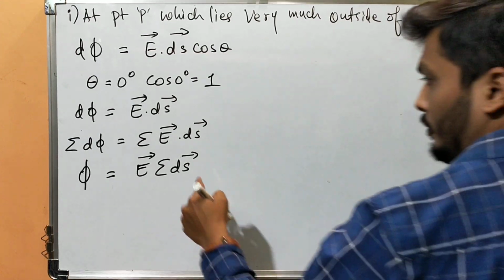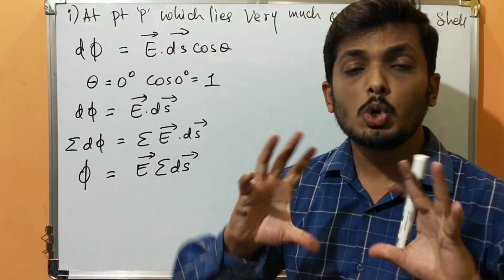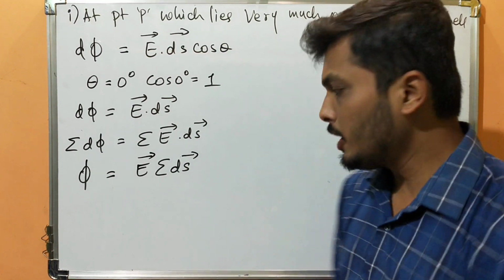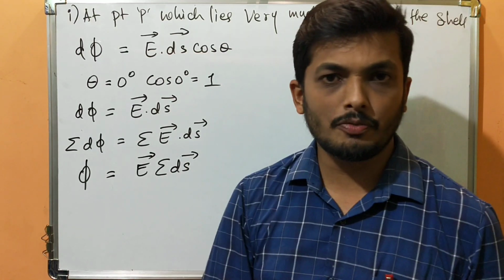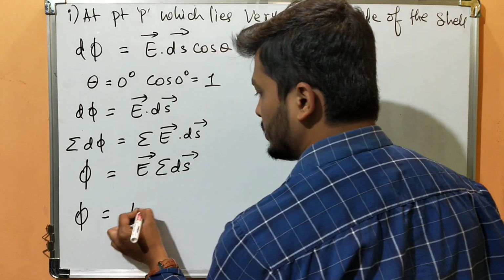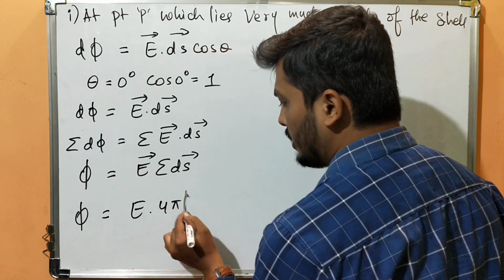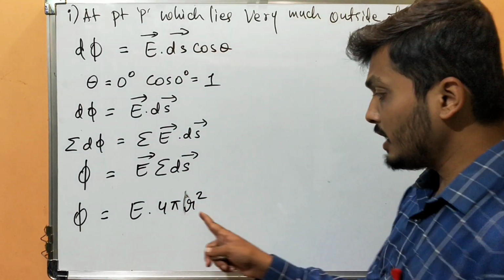So summation of dS. When I do dS, I am going to get the total surface area of the sphere. And all of you know the surface area of the sphere is 4 pi r square. So what do I get? Phi is equal to 4 pi r square. What r will be here? r square. See, this is the imaginary sphere.